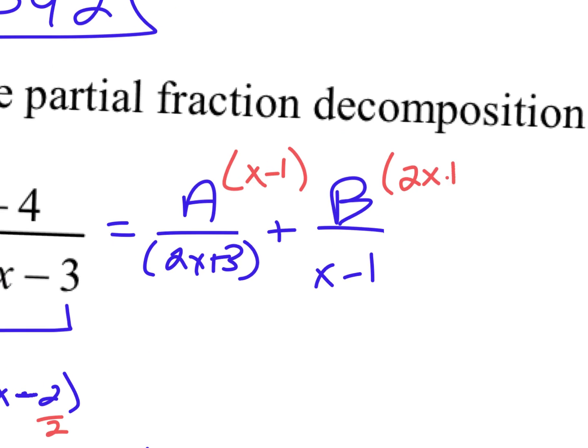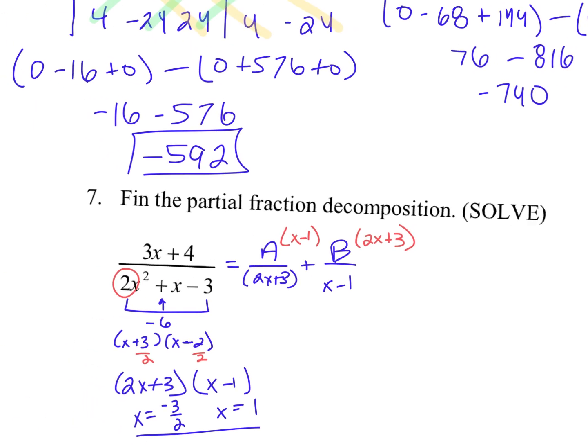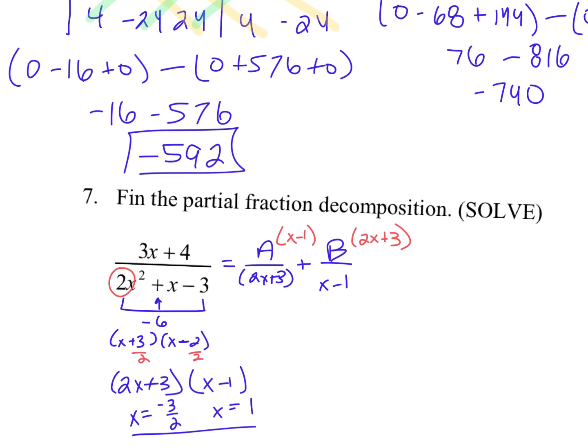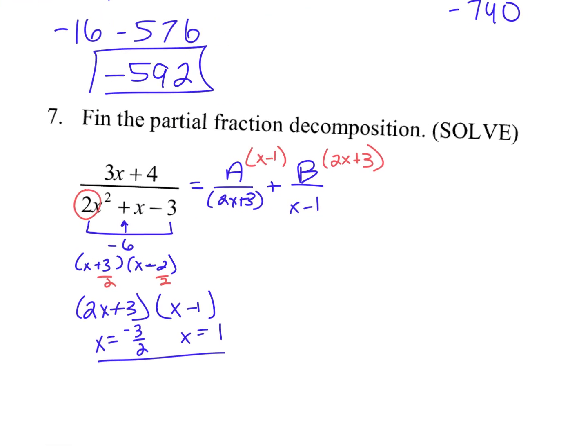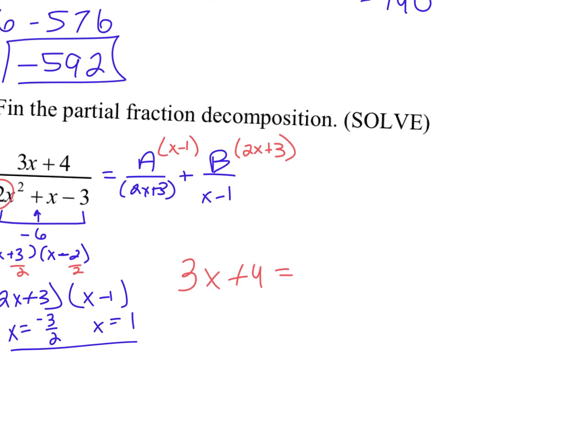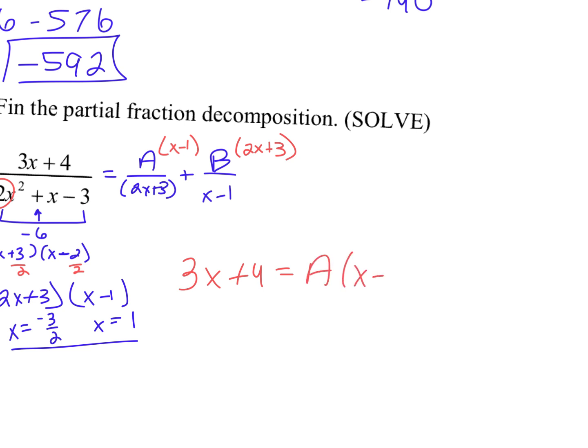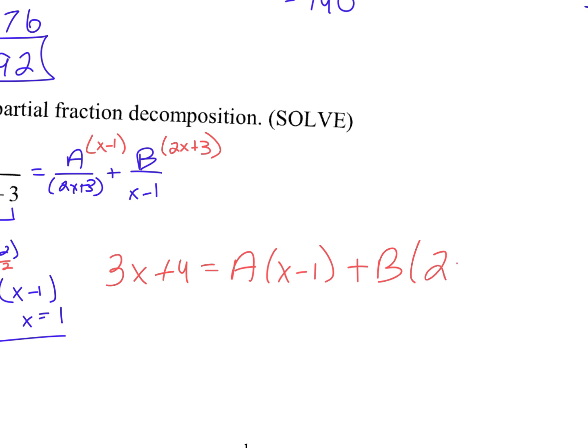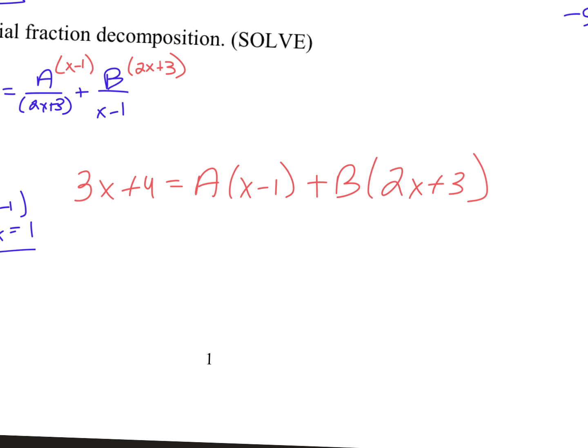Good. Now, this just becomes an Algebra 1 problem. Yes, you have a calculator, but again, we don't want crazy decimals. So I'm going to rewrite this so it's nice and easy to see. 3x plus 4 equals A times (x minus 1) plus B times (2x plus 3). Now, when I evaluate, guys, each time I plug in a number for x, what should happen to one of my variables? One of them should cancel.